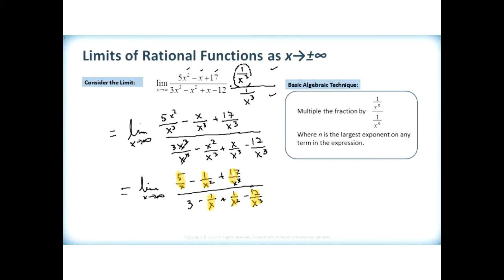As x gets really, really big, like infinity, any constant number divided by a really increasingly bigger number will always head towards 0. So all of the terms in my numerator, if I look at this limit as x approaches infinity, are all going to head towards 0. And everything in my denominator except for this 3 also goes to 0. So all I'm left with down there is 3. So as x approaches infinity, this limit is just equal to 0 divided by 3, or 0. Now that's our basic technique for rational functions.